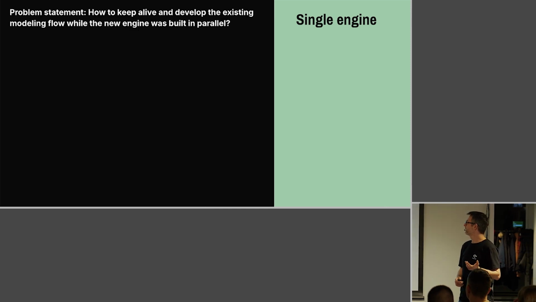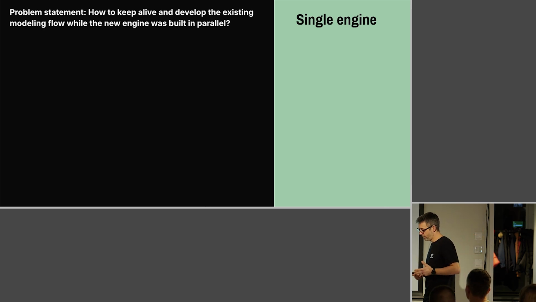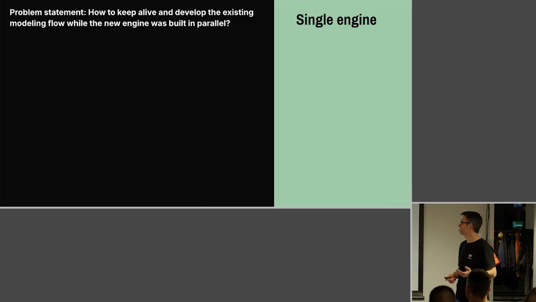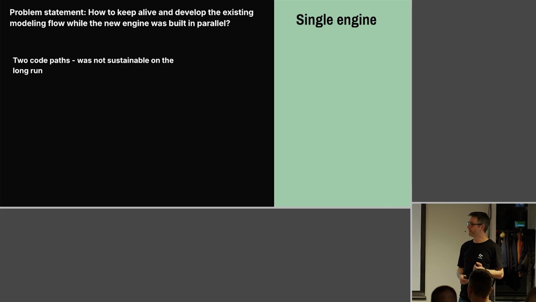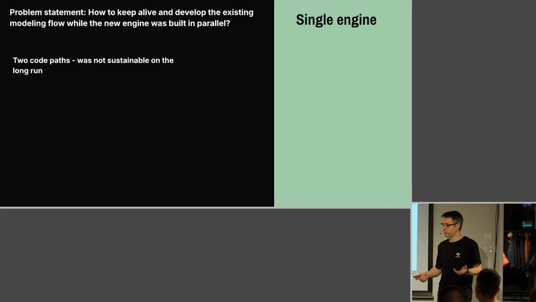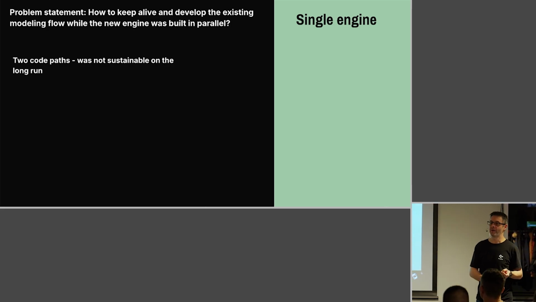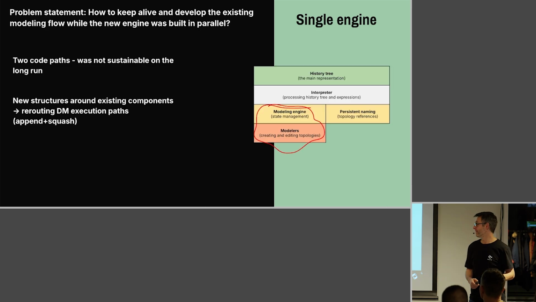So we started, and then the question arose that, okay, we are now developing the new engine, but we need to somehow keep alive the existing modeling flow. How can we do that? Of course, the first solution is to keep 2 code paths. As it proved out, it's not sustainable in the long run.